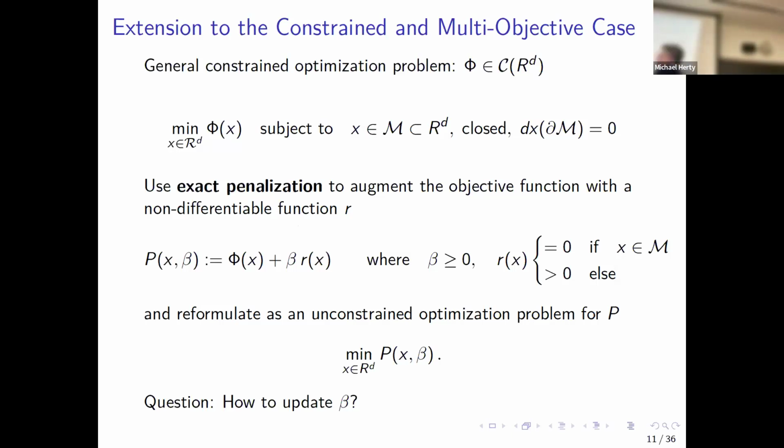Still there's one other problem: this penalty parameter, you know that it's related to the dual norm of the constraint violation, so the norm of the multipliers at the original minimum.